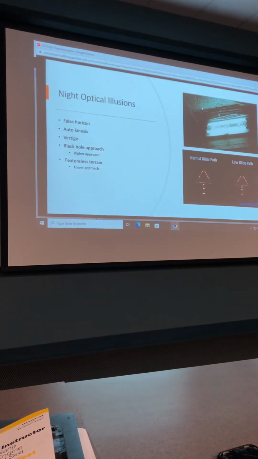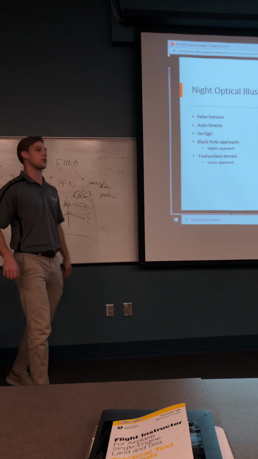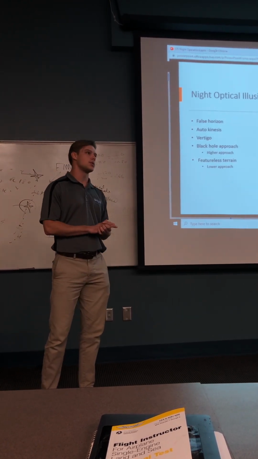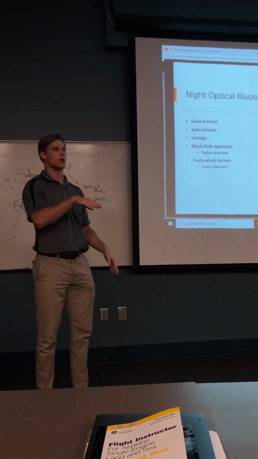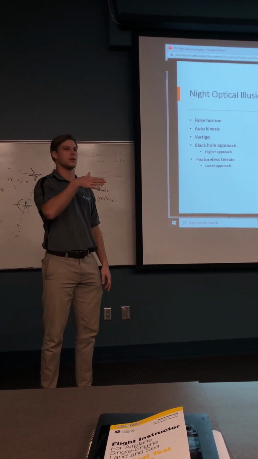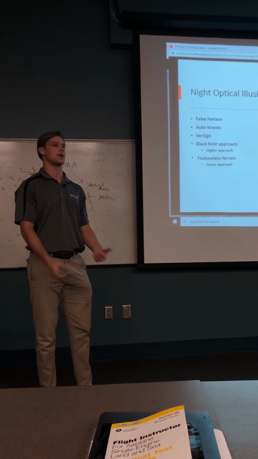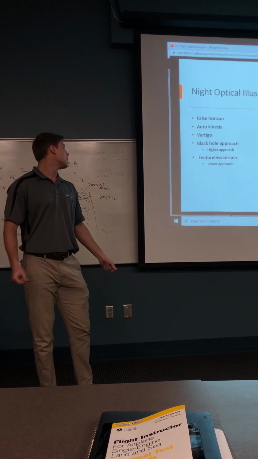And some night optical illusions. This is supposed to be a flickering light at the top. I guess it didn't go through for whatever reason. But first we have a false horizon. At night you can't really see anything, and you think maybe you're in a bank or something, and you think you're lined up with the horizon, but you're actually not, but you can't tell just because you can't see, and maybe you're in IMC or something like that. Just relying on your senses.